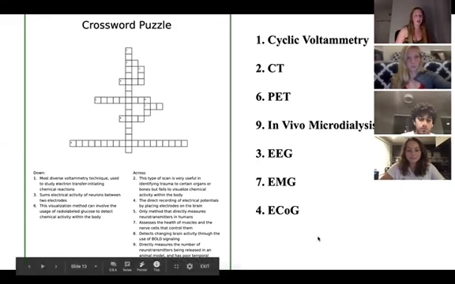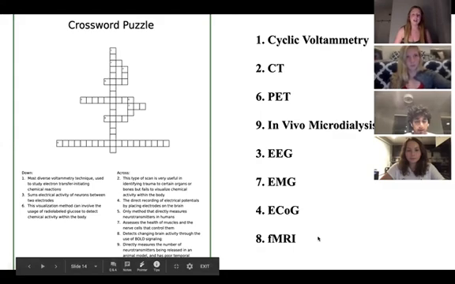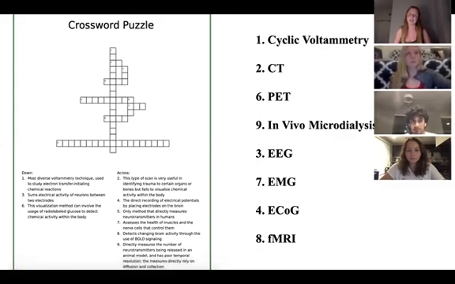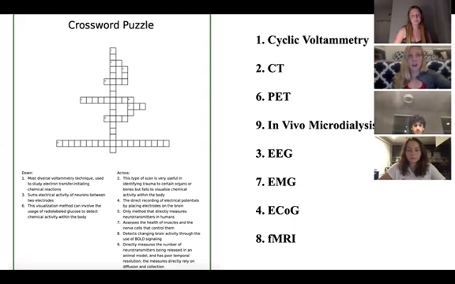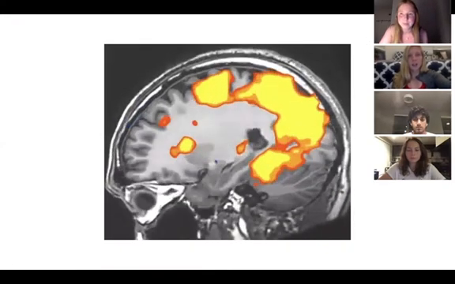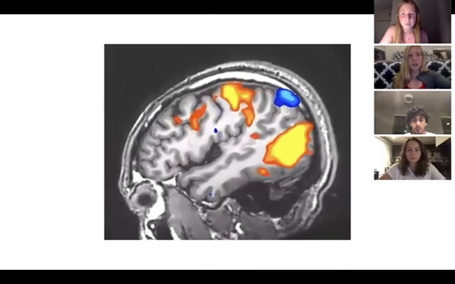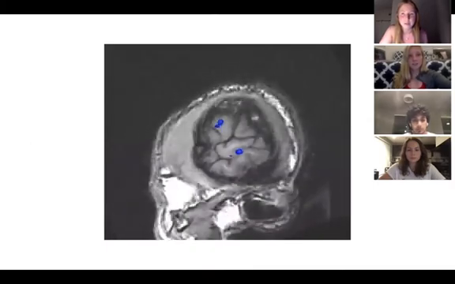Is fMRI number 8? The clue tells us the method detects changing brain activity through the use of the BOLD signal. fMRI would be number 8. Functional magnetic resonance imaging, fMRI, uses a blood oxygen level dependent signal to measure how much oxygen is being consumed in the area of the brain. The BOLD signal is used as a proxy for determining how active the area of the brain is. fMRI has strong spatial resolution but weak temporal resolution capabilities. The red, orange, and yellow areas of the fMRI show increased activity, and the blue areas show decreased activity.